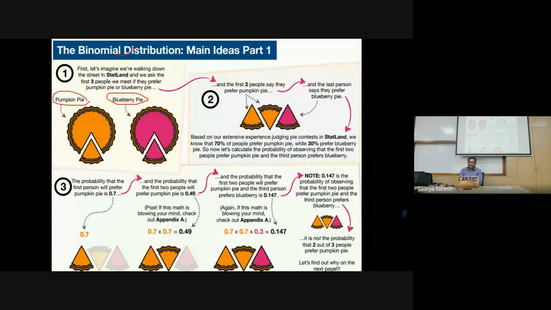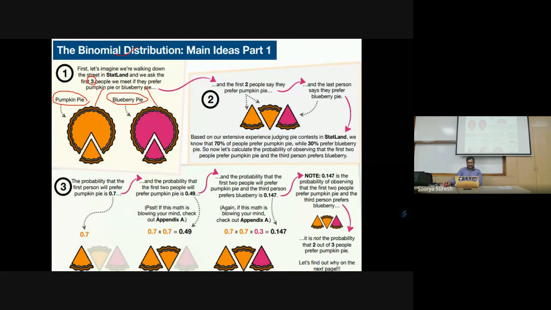Let's imagine we are walking down the street in Scotland and we ask the first 3 people. We use the binomial distribution when the output is of 2 classes, like spam or non-spam. So for 2-class problems, we can use the binomial distribution. Here there are 2 classes, pumpkin pie and blueberry pie, and 3 people means the total number of people we are asking is 3. We check whether they prefer pumpkin pie or blueberry pie.